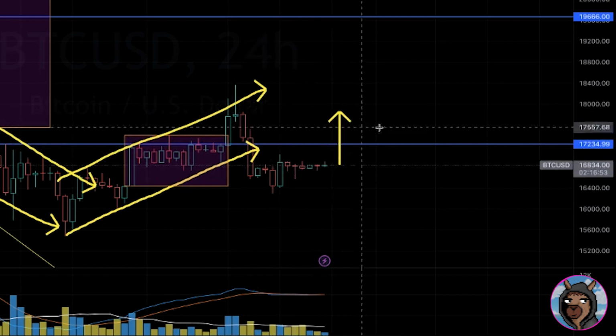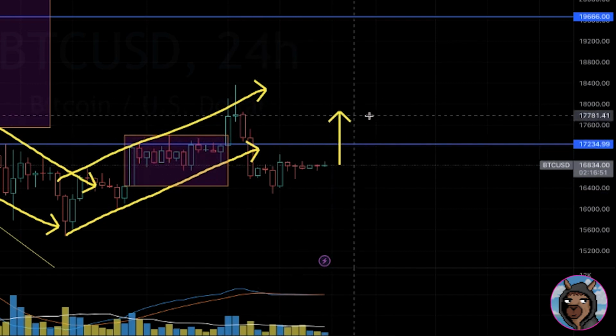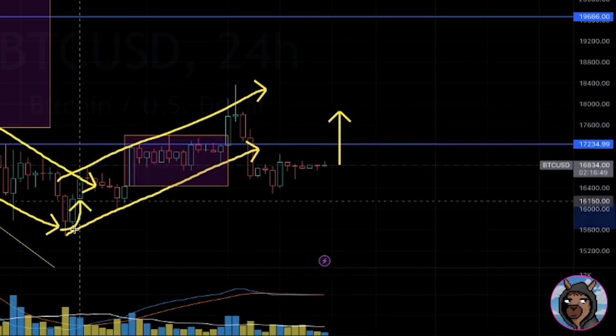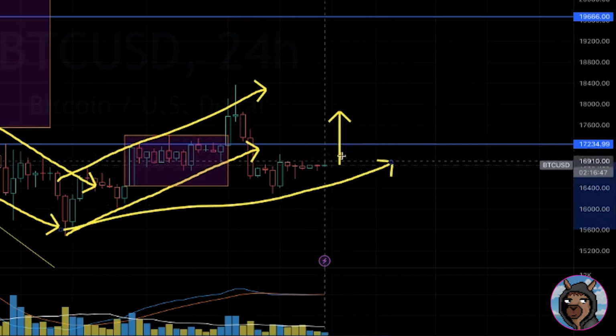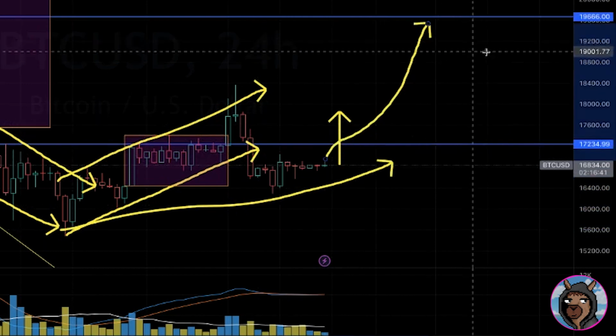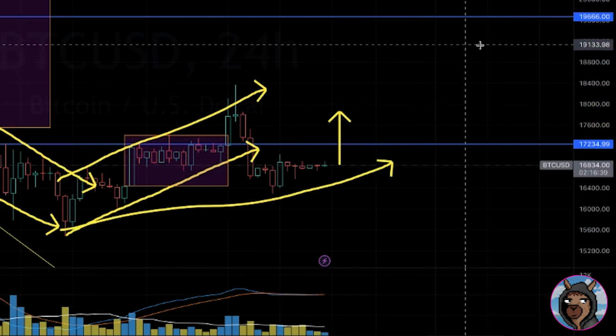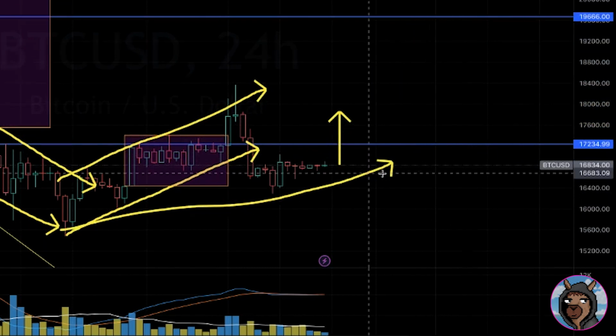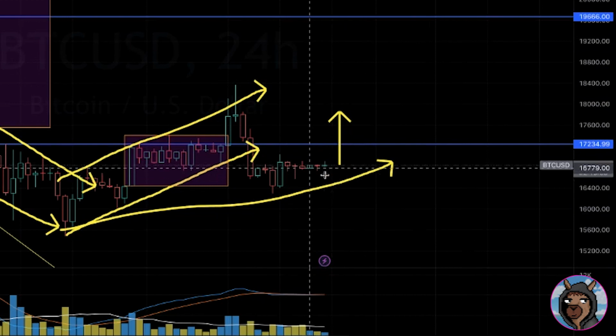If we can get above this with abnormal volume and multiple candlesticks holding this overall trend, then we could still be in for some nice upside movement to try to get us to our next monthly level up top, which is 19,666. But one of the major factors is going to be the volume.